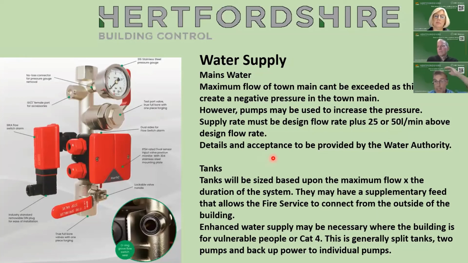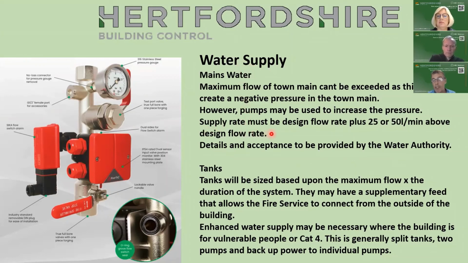So you can use pumps to increase the pressure, but you've got to liaise with the water authority, tell them how much your supply rate, your design flow is going to be, and then you add 25 or 50 litres a minute dependent upon the category. That's 25 is category 2 and 50 is category 3. So it's very rare. Never seen one yet.